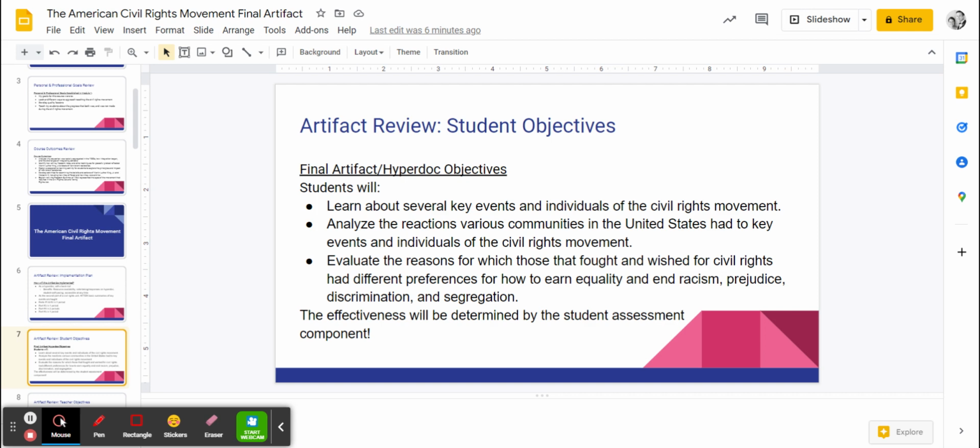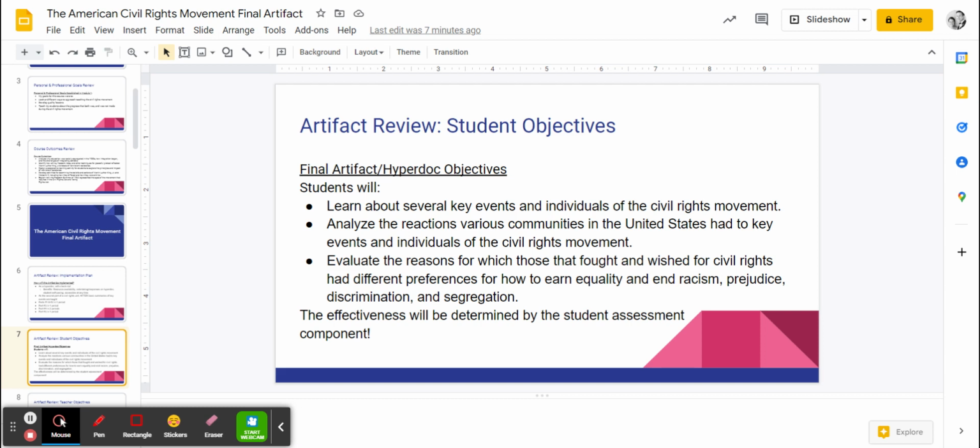Now, whether or not I am achieving these course outcomes or these student objectives, as I wrote them, will be determined by student assessment. I have different components of assessment included in this hyperdoc, and whether or not students are understanding those course outcomes or student objectives would be assessed in the activities students complete in the hyperdoc, which are then assessed with rubrics that are included in the hyperdoc as well as in this presentation. I'll talk about those in a minute.